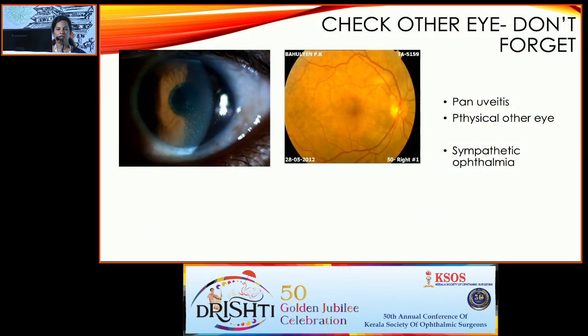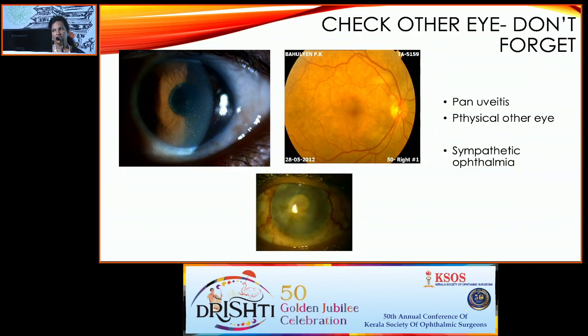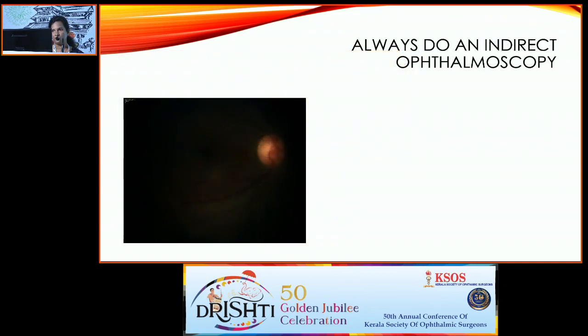And another patient with panuveitis in one eye and the other eye with history of trauma or surgery, rule out sympathetic ophthalmia. Again, no need to refer anywhere. Start steroids and immunosuppressants.